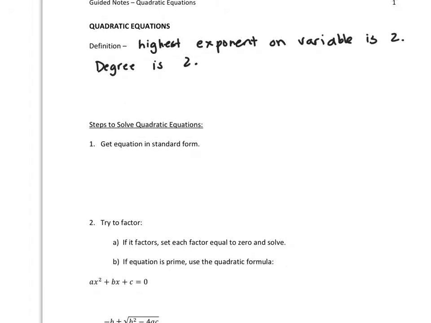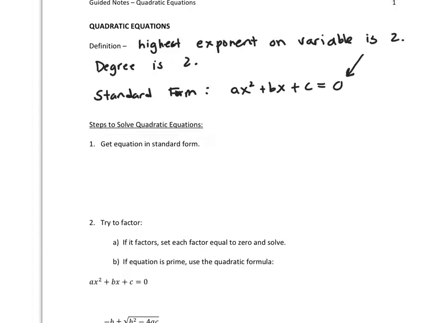So, steps to solve a quadratic equation. First, let me give you standard form. Standard form for a quadratic equation will be ax squared plus bx plus c equals 0. You need to get 0 on one side of your equation. Move everything to the other side.